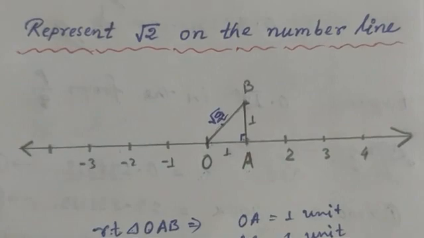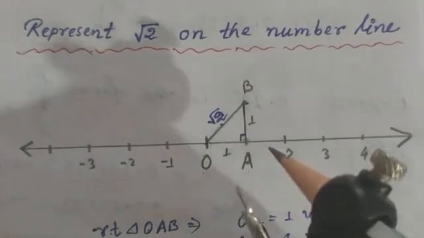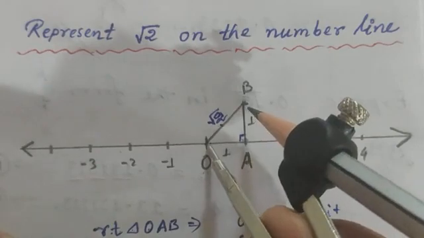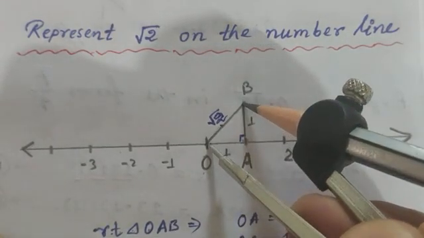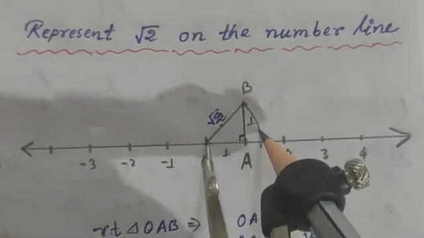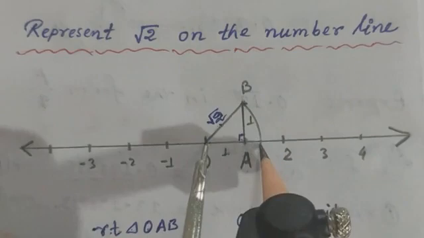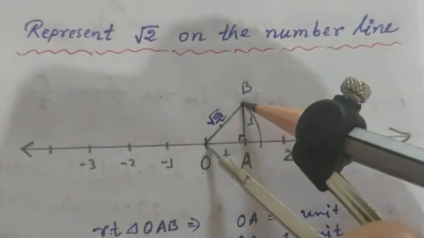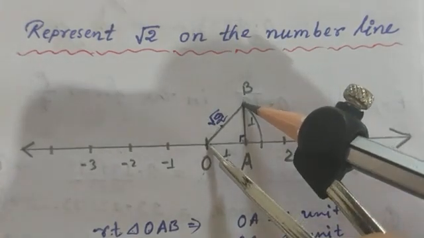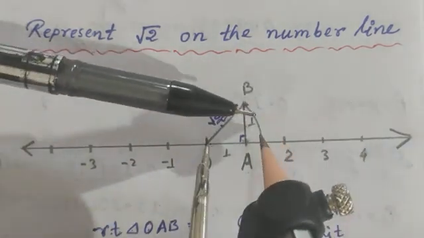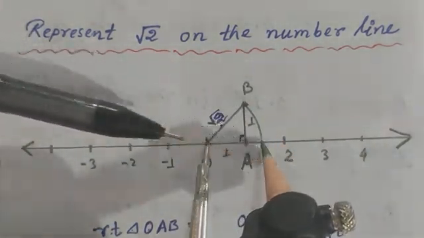Yes, the only way is to take the help of a compass. With the help of a compass, we will put the sharp end of the compass at O, then the other end at B. Then draw an arc. This arc will cut the number line at a certain point. This length will be exactly the same as this length. If this length measures root over 2, then obviously this length will also measure root over 2.